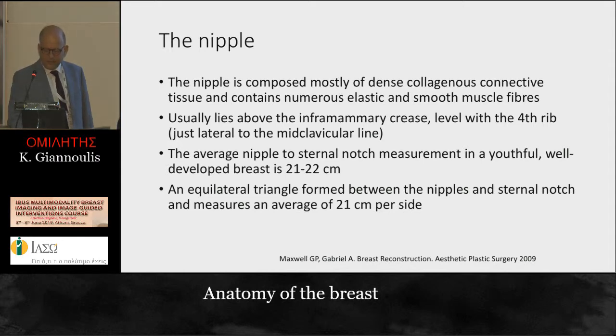The nipple is composed mostly of collagenous dense connective tissue and contains numerous elastic and smooth muscle fibers. It usually lies above the inframammary crease at the level of the fourth rib. The measurement from the nipple to the sternal notch is approximately 21 to 22 centimeters in a young lady with well-developed breasts, and there is an equilateral triangle formed between the nipples and the sternal notch with a side length of approximately 21 centimeters. These measurements are very important for aesthetic reconstruction of the breast after surgery.